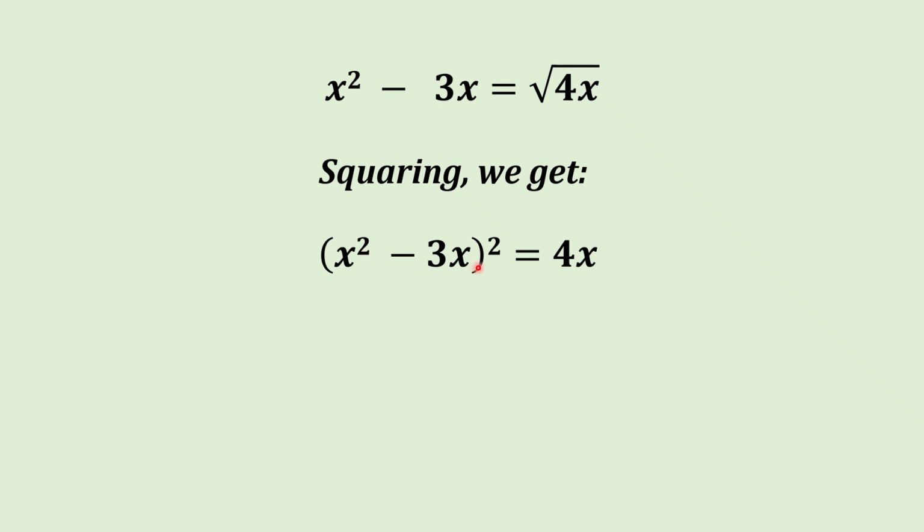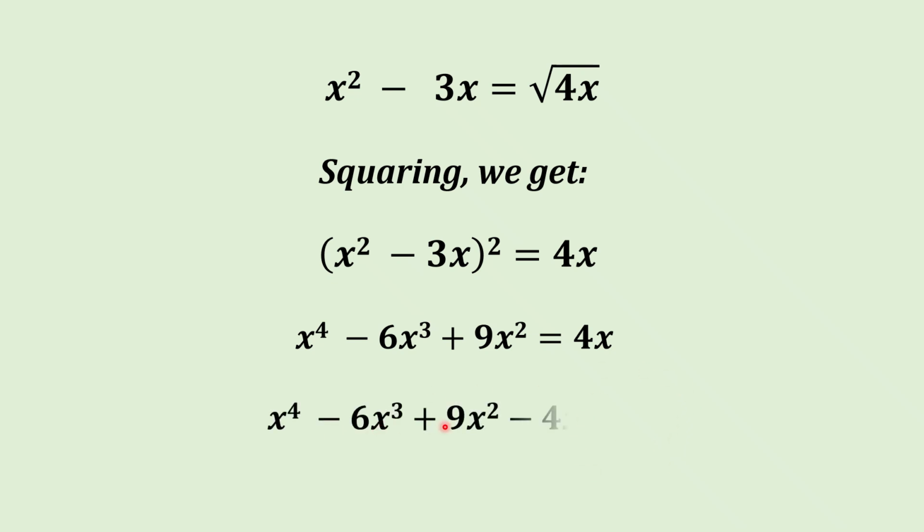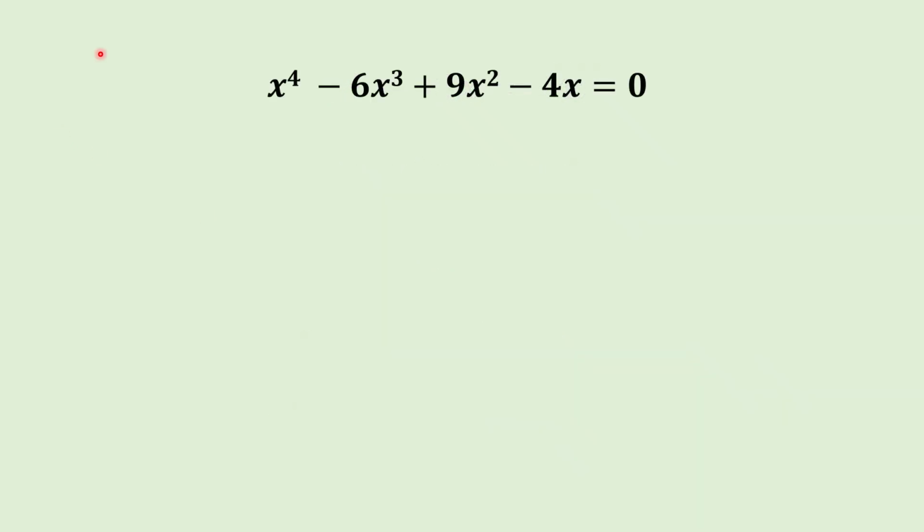So the left side whole squared equals the right side without the radical sign. Expand this left side in accordance with the a minus b whole squared formula. You will get x to the power 4 minus 6x cubed plus 9x squared equal to 4x. Transpose everything to one side and make the other side 0. So x to the power 4 minus 6x cubed plus 9x squared minus 4x equal to 0. So we got this expression.